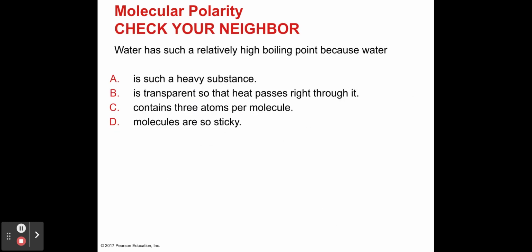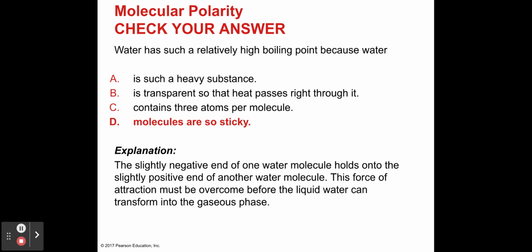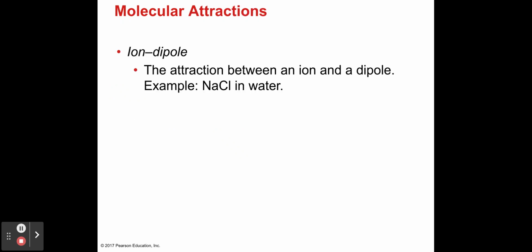Okay. Now, water has a relatively high boiling point because the molecules are so sticky. They are polar and so they stick to one another. That's why to separate them, it takes a lot of heat. And that's why water has a high boiling point, because of that stickiness that exists between them.